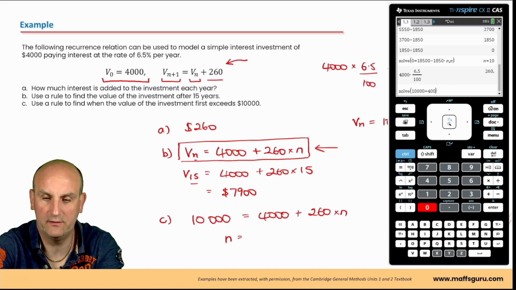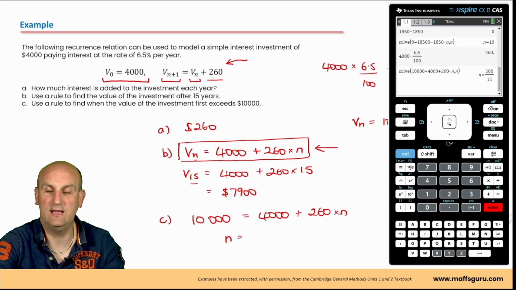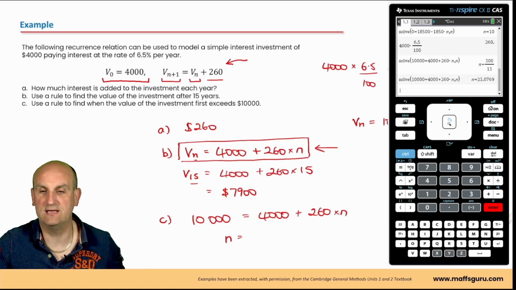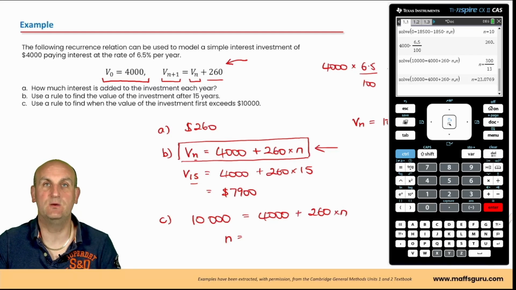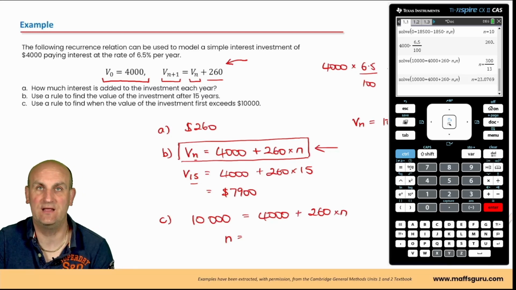10,123 equals 4,123 plus 260 times n, comma n. Now knowing how to use the solve function on your calculator is going to save you hours and hours of time. So when I hit enter there, I get a fraction. Now I don't want a fraction, I'm actually going to redo that as 23.0769. Well, we're not going to be doing 23.0769 years because it wants us to exceed this 10,000. We actually solved it for exactly 10,000.